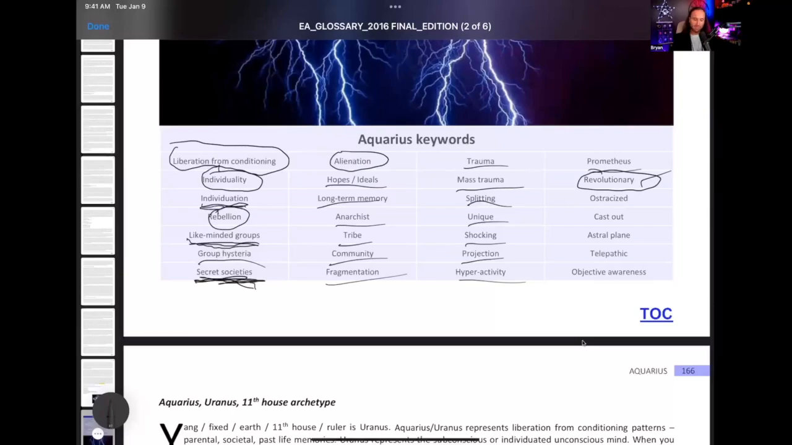Prometheus, Chiron saved Prometheus. Chiron comes before Uranus too, but we'll touch on Chiron later. Revolutionary, ostracized for being different, cast out. The astral plane, telepathic, objective awareness. These are big things that Uranus does rule, and that Aquarius rules.